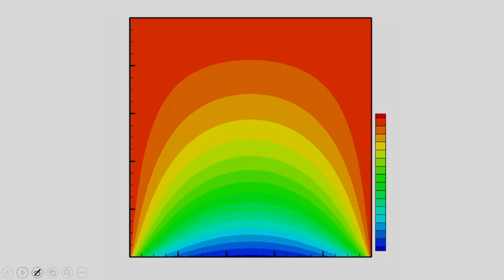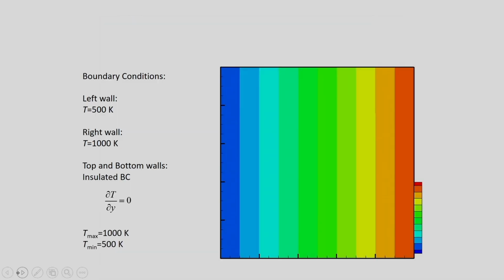Okay. Another problem you consider. Here the left wall is 500 Kelvin, the right wall is 1000 Kelvin, and these are insulated. So, del T by del y is 0 and del T by del y is 0. You know that its steady state solution will be linear like this. Temperature will vary linearly, but if you start at time t equal to 0 with temperature 0 everywhere inside the domain, and solve using the unsteady two dimensional diffusion equation, then how the temperature will propagate, that we will see from the animation.